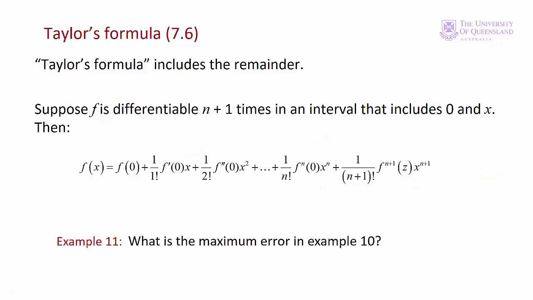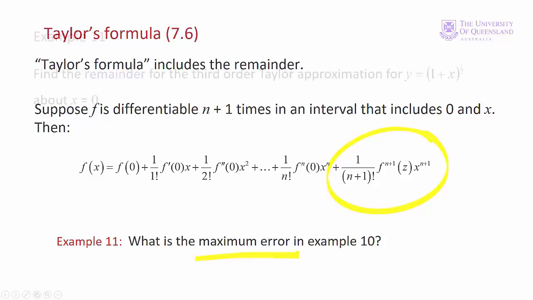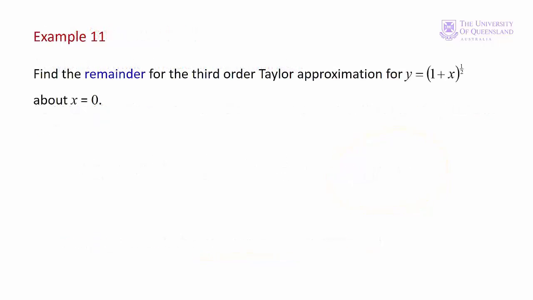Now let's see how we can use the remainder formula. In example 10, we found the third order approximation to the function y equals the square root of 1 plus x for x around 0. How precise was that approximation? One way of determining the precision is to determine the maximum error associated with that approximation. How do we do that? We look at the remainder term and we find its maximum value. We want to find the remainder for the third order approximation for y equals the square root of 1 plus x around x equals 0, and then find the maximum value of that remainder, and that'll be the maximum error for our approximation. The general form of the remainder is this.